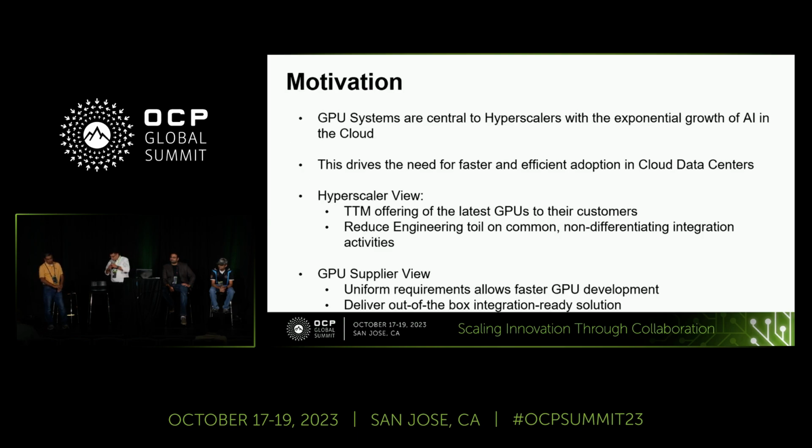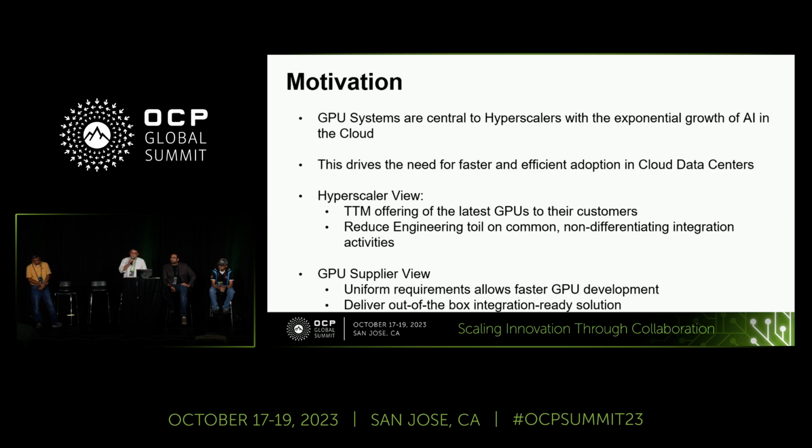So the reason we are here and we started this work is because of 2 letters, AI. Some of you may have heard of it, and GPUs play a central part in this explosion of AI. So consequently, hyperscalers want to get GPU products out there as soon as they can, as soon as these products are available from the suppliers. And in order to do that, they want the integration of these GPU products into the hyperscale solutions to be as seamless as possible, as frictionless as possible.